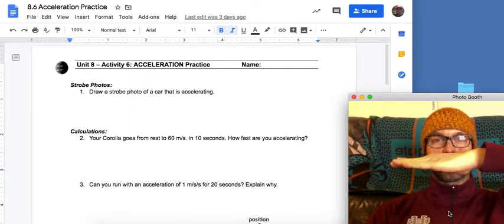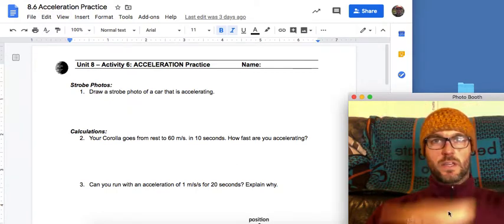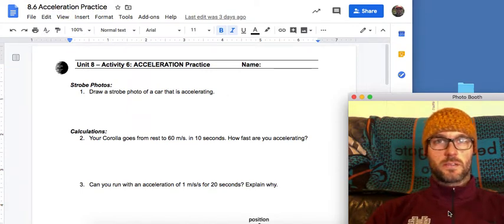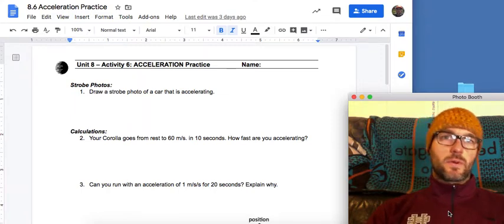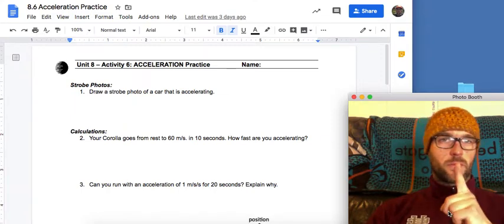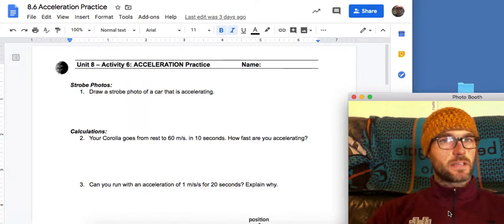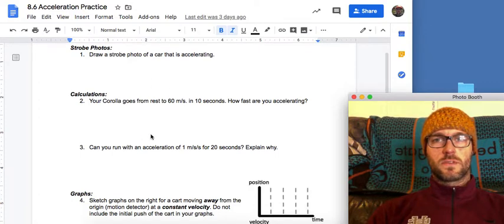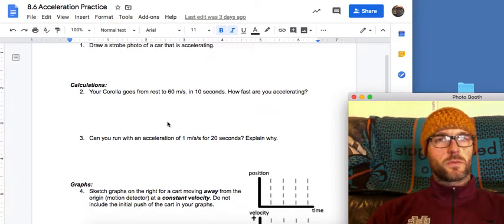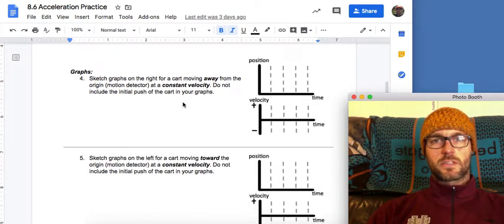So the homework you had yesterday asked you to put a 1 and a -1 line on a graph to show me you could understand what that looked like. Today it's going to get a little bit more challenging, but remember, acceleration graphs in this class will always be flat lines. So let's start here. Strobe photo, calculations, remember your formula, change in velocity over change in time. Then you get to the graphs.